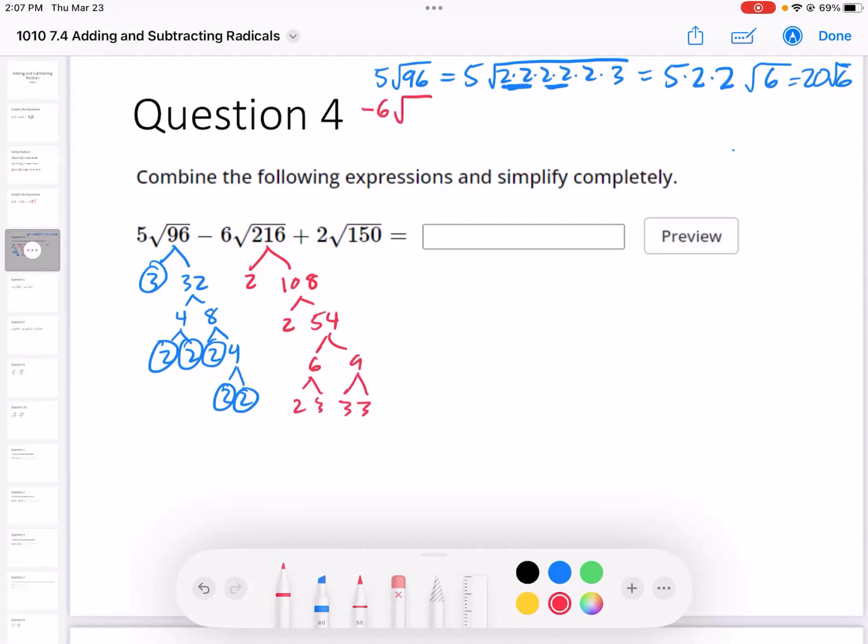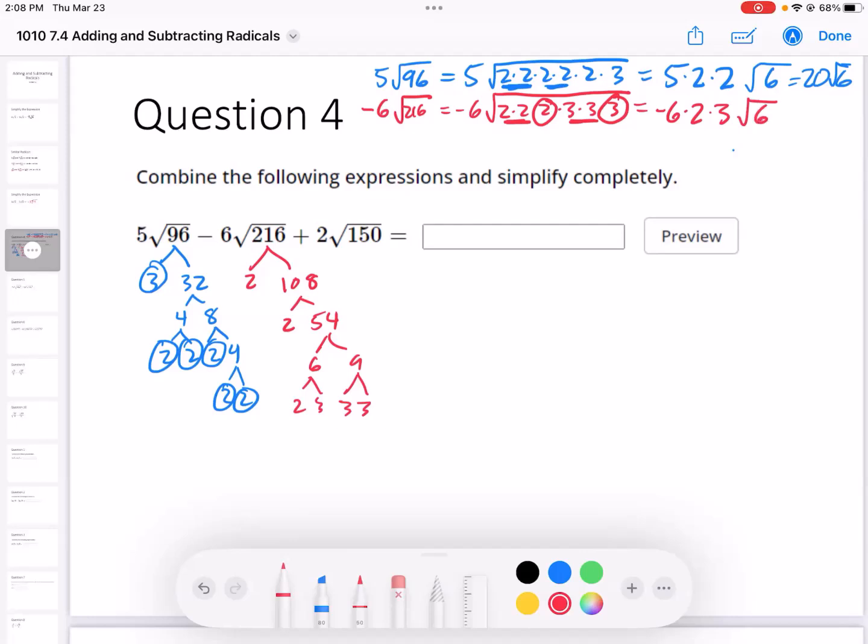So -6 square root of 216 can be rewritten as -6 times the square root of 3 2's times 3 3's. And when I take the square root of that, the square root of 2 squared will be 2. So I'll have -6 times 2. Then the square root of 3 squared is 3. And this 2 and this 3 didn't have any pairs that they were squared with. So those will stay inside of the square root, and that will be the square root of 6.